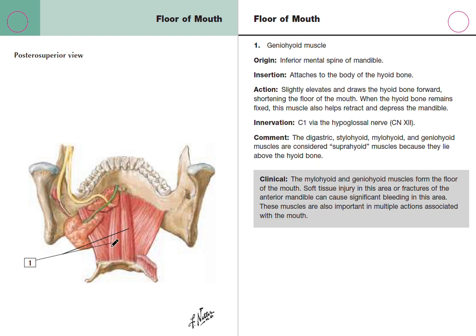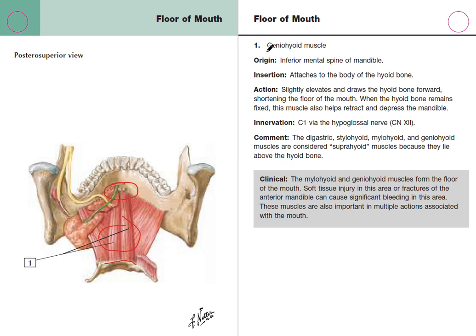And speaking of the geniohyoid muscles, over here, their origin is the inferior mental spine of the mandible, over here, and they insert into the body of the hyoid bone. They slightly elevate and draw the hyoid bone forward, shortening the floor of the mouth. When the hyoid bone remains fixed, this muscle also helps retract and depress the mandible.